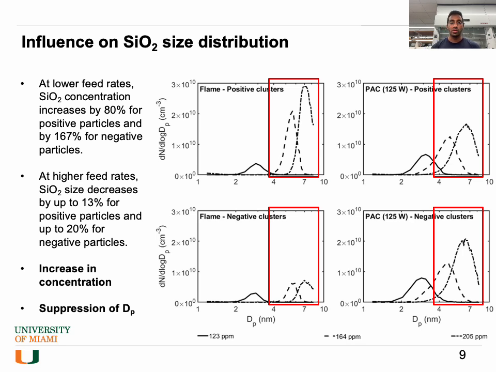So overall, based on a comparison of all these size distributions for a flame only condition and for a flame with plasma condition, we see two trends. We see an increase in concentration for lower precursor feed rates, and we see a suppression of dP at higher precursor feed rates.